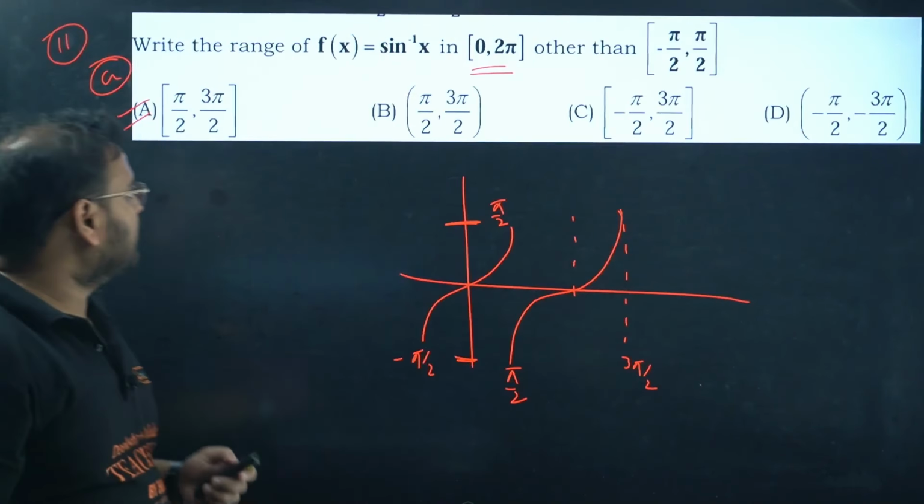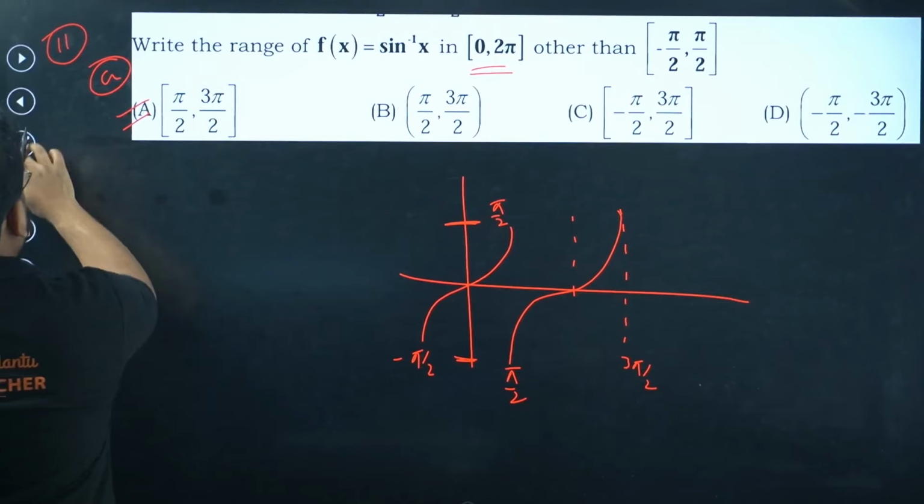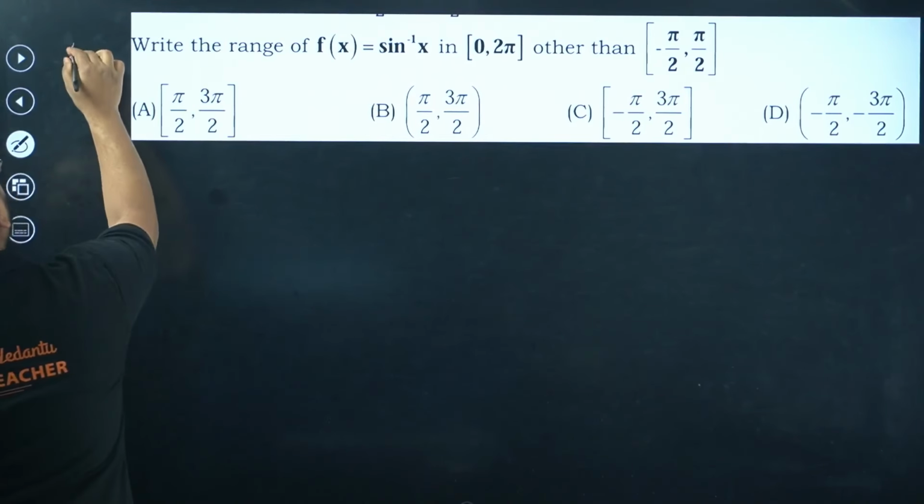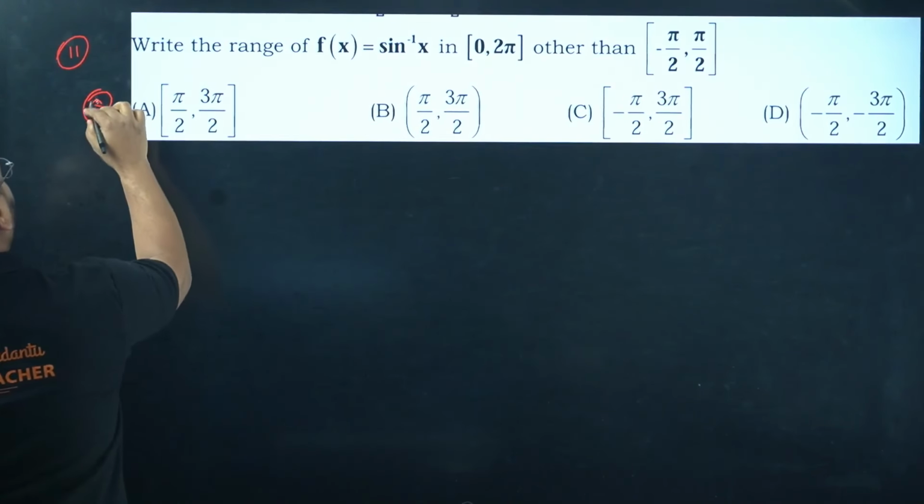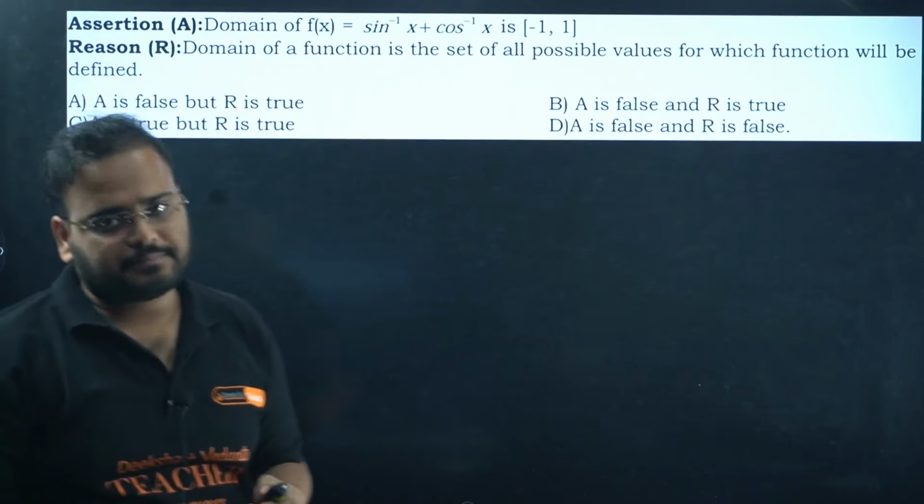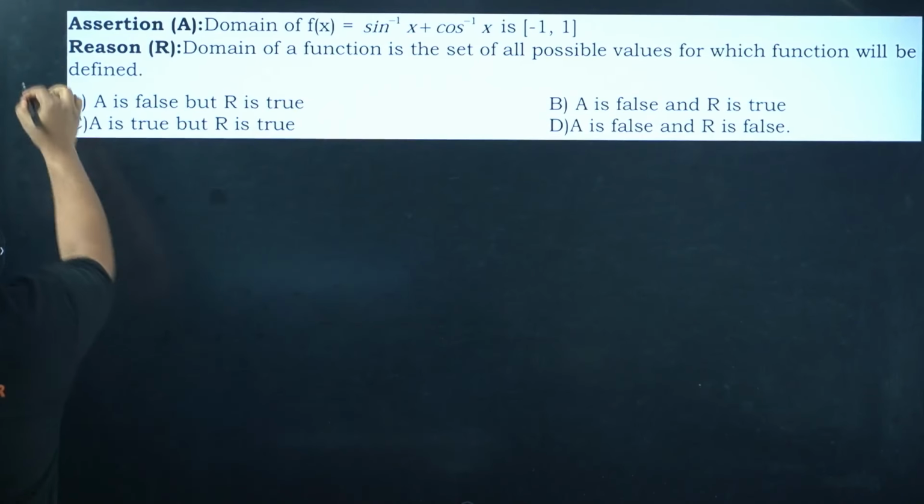But let me know. So, the answer for this one is, we can erase this. Write the answer. Question number 11, A. Question number 11 is A. Okay, the 12th one now. Question number 12.